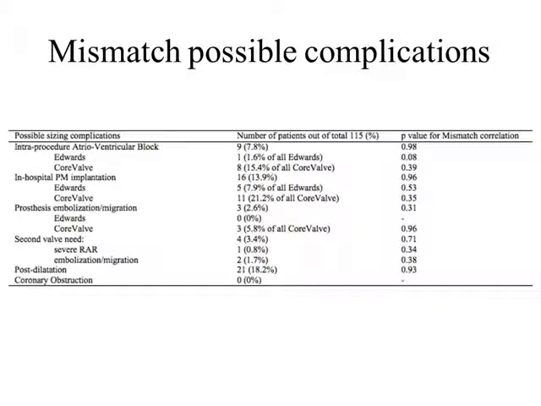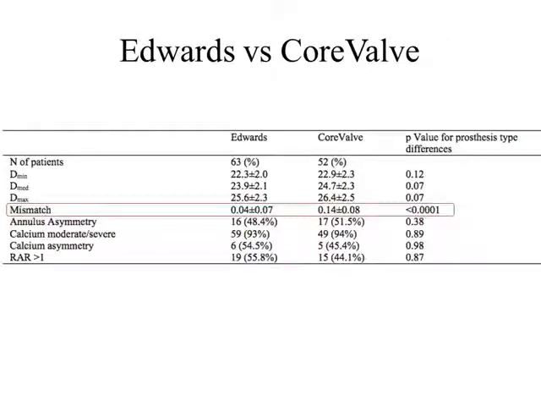No association was found between the mismatch and the possible related complications, such as atrioventricular block or prosthesis embolization, although the numbers are small and no definitive conclusion can be taken. This is a direct comparison between the CT measurements of Edwards and CoreValve. As you can see, the CoreValve group had larger annulus and specifically higher values of mismatch. This could be in part understandable because of the intrinsic larger sizes available for the CoreValve.